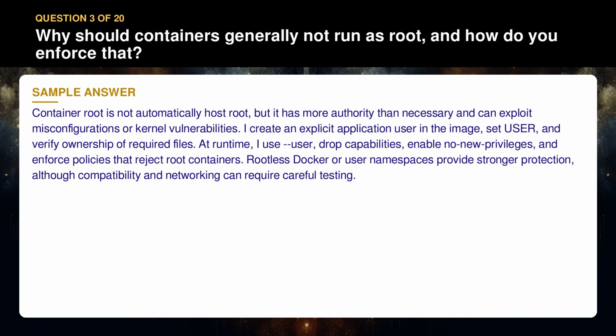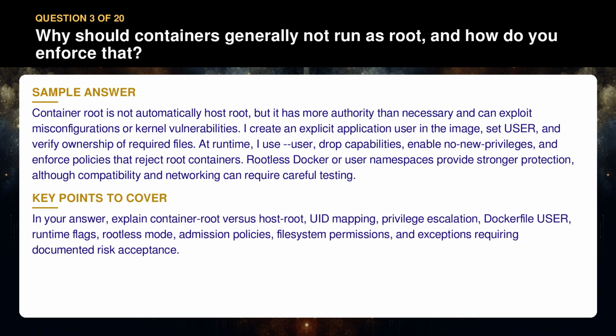Rootless Docker or user namespaces provide stronger protection, although compatibility and networking can require careful testing. In your answer, explain container root versus host root, UID mapping, privilege escalation, Dockerfile user, runtime flags, rootless mode, admission policies, file system permissions, and exceptions requiring documented risk acceptance.